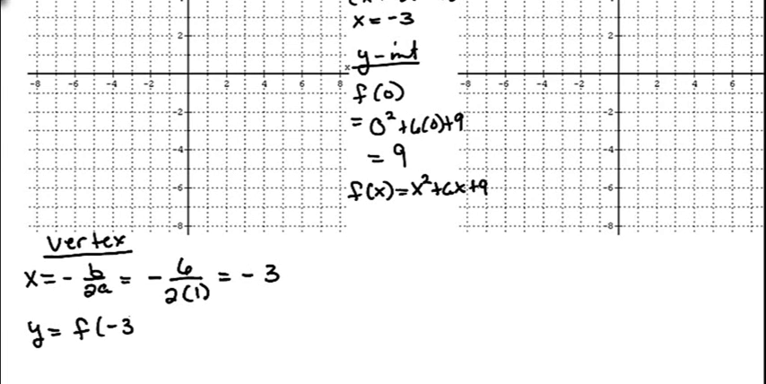So we want to find f of negative 3, which means that we're going to replace the x in our equation, x squared plus 6x plus 9, with a negative 3. So that'll be negative 3 squared. And I'm just going to erase this for a minute.